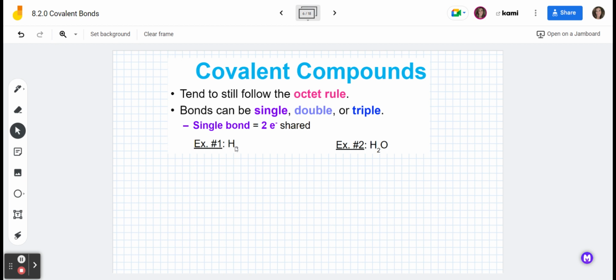You will need your periodic table at this point. We can have single, double, or triple bonds, so those are where electrons are shared. And then we also have lone pairs, which are unshared pairs.